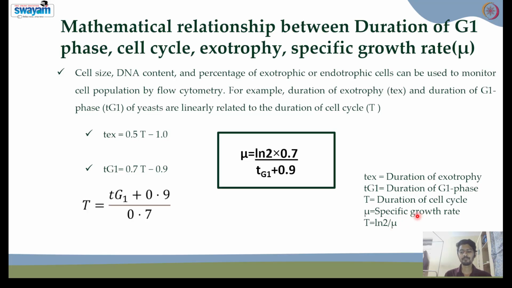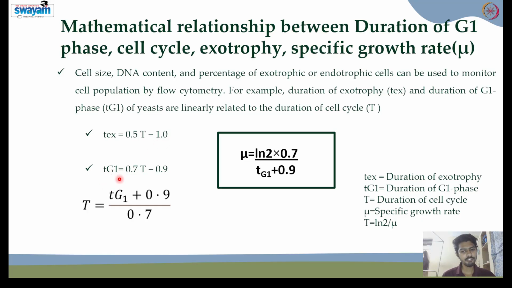This value can be obtained by plotting the graph of the log of the number of cells against the time taken in the exponential phase. In the exponential phase, if you take the slope, it gives the specific growth rate. First, you calculate the specific growth rate of a particular microorganism and substitute it here, and you will get the doubling time. Once you have the doubling time, you can put it in this equation, which is for the duration of exotrophy. Then you could get an idea of exotrophy.